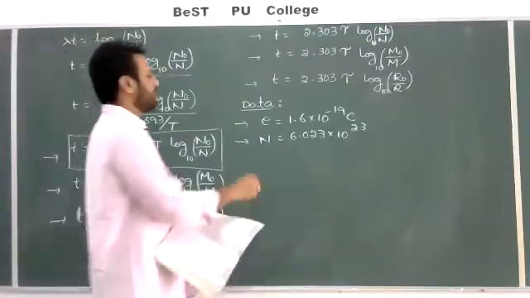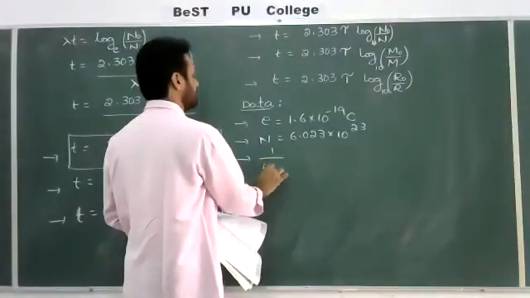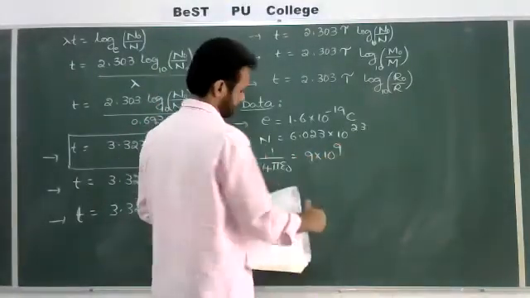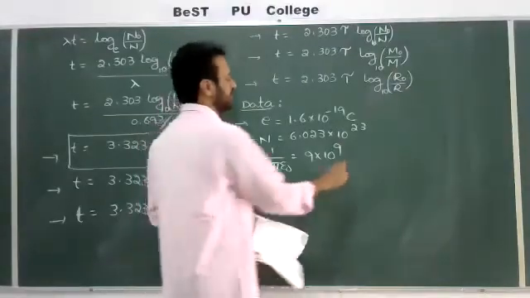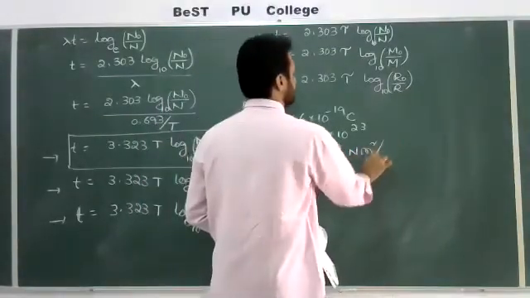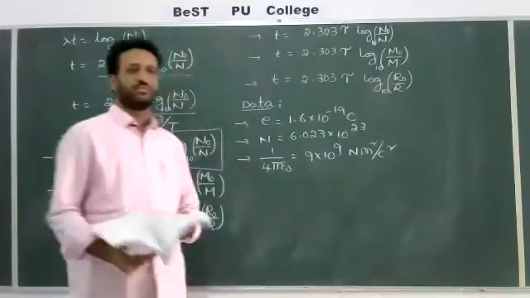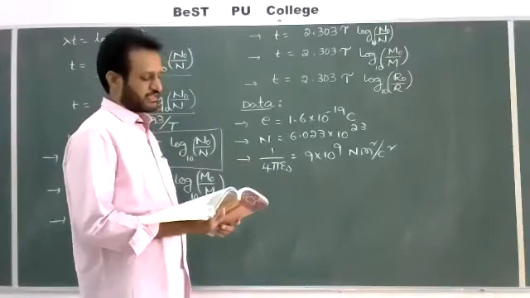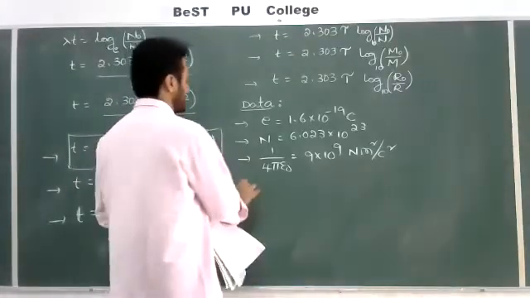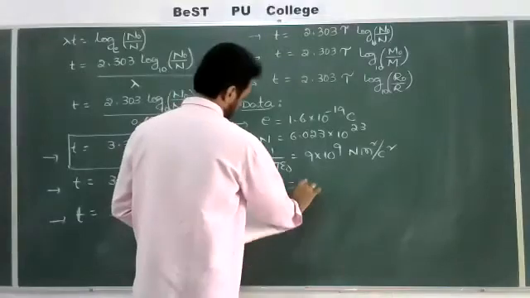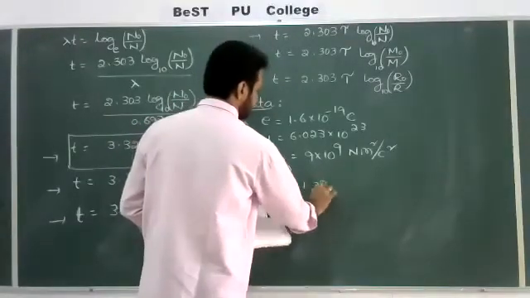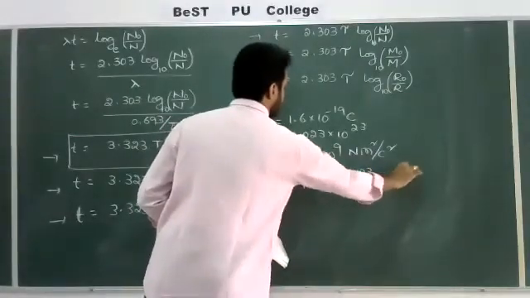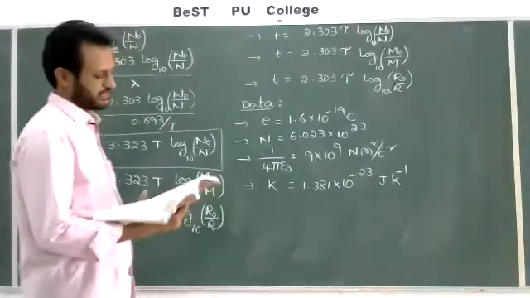Next, 1 by 4 pi epsilon naught. If anywhere required, use this value also, is equal to 9 into 10 to the power 9 Newton meter square per coulomb square. In the first chapter, electrostatics, in Coulomb's inverse square law we have used this value. Next, Boltzmann constant k is 1.381 into 10 to the power of minus 23 joule per Kelvin. That is the Boltzmann constant.